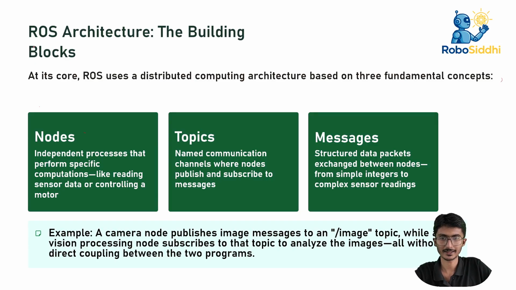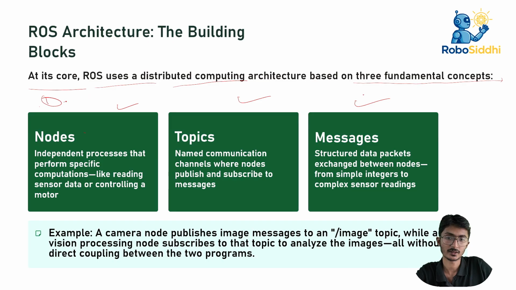What is ROS architecture? At its core, ROS uses a distributed computer architecture based on three fundamental concepts: nodes, topics, and messages. Let's talk about nodes first. Think of nodes as two persons, person number one and person number two.